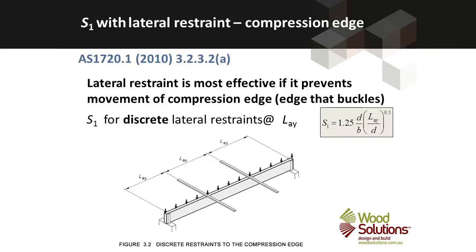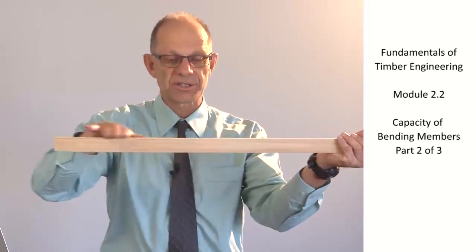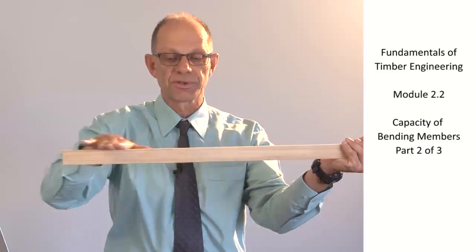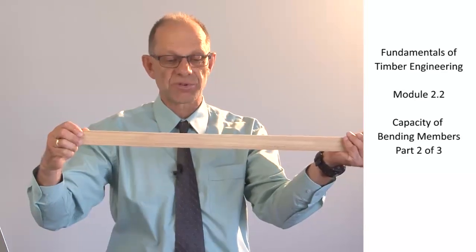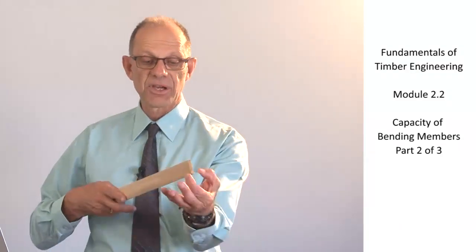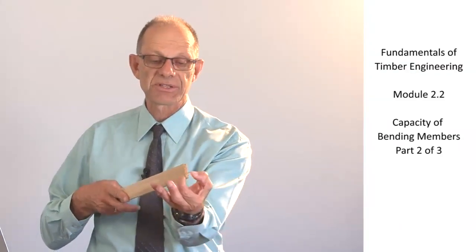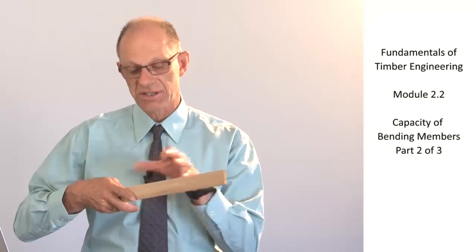For example, S1 with lateral restraint to the compression edge. So this is a classic case for a floor member. We've got a floor member like this, it's loaded using a gravity load, and the top edge is the compression edge, and it has the floor fixed to it so that the top edge is restrained against lateral movement by the floor. Under those circumstances, we use this expression to calculate the slenderness. And the expression that you see there is a function of the depth to breadth ratio, so the depth of the member to the breadth of the member, and also the distance between the lateral restraints along the top edge of the member.